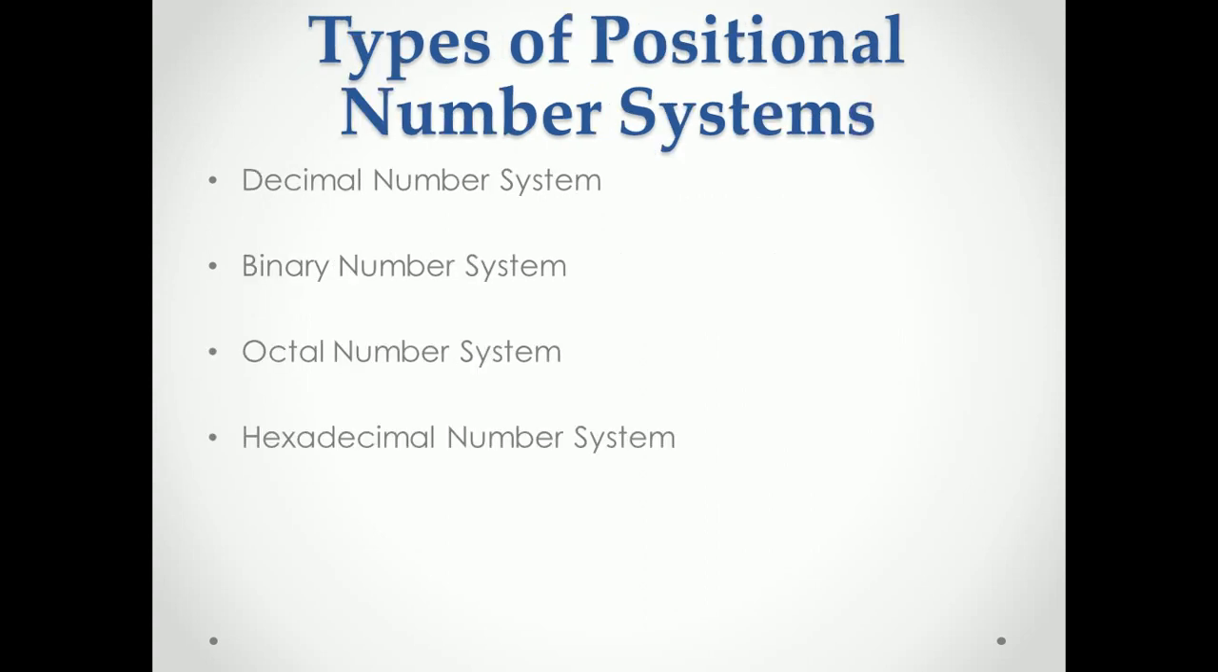Got it? So there are 4 types. Actually, there are many, but we are covering 4 types of positional number systems: decimal, binary, octal, and hexadecimal. Okay, we will see one by one. Decimal, binary, octal, and hexadecimal.